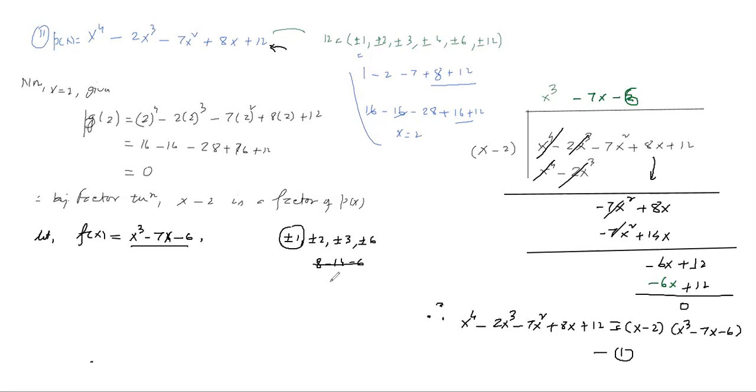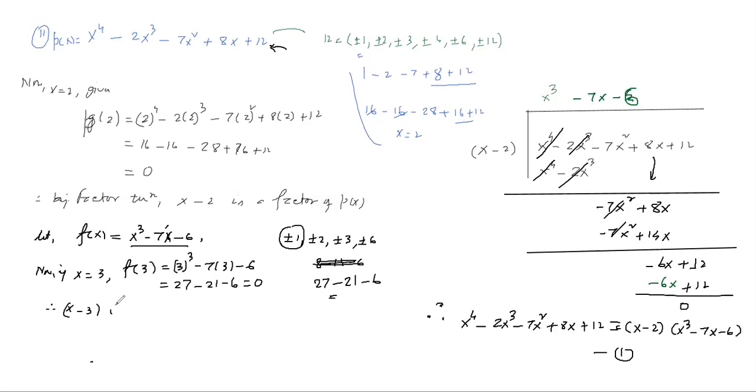So let me check for 3. If I put 3, it is 27, then this will give you minus 21. Great. So now, if x equal to 3, f of 3 is going to give you the value 27 minus 21 minus 6, that is 0. Therefore, x minus 3 is a factor of x cube minus 7x minus 6. Have you understood?